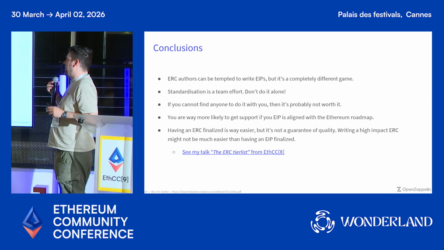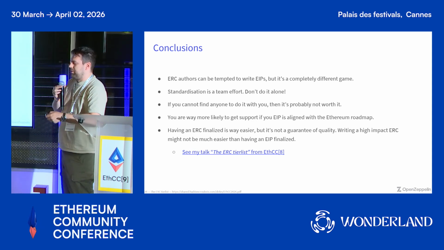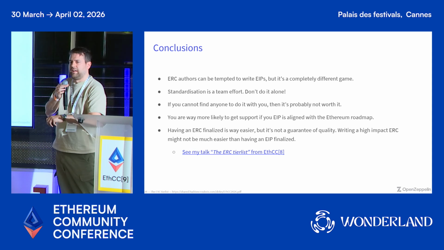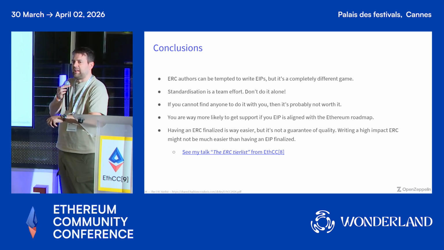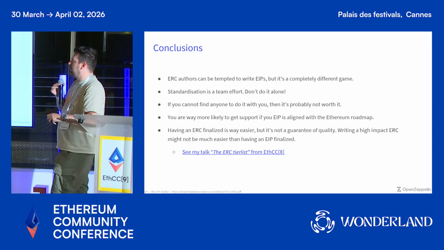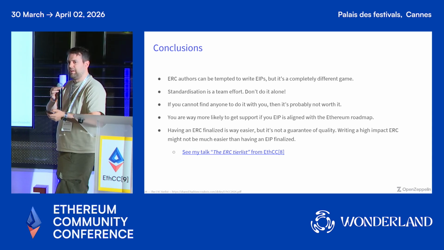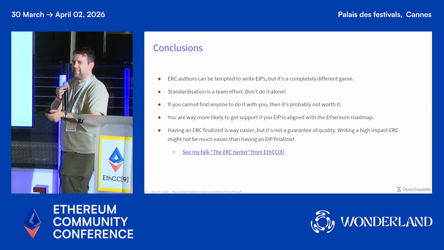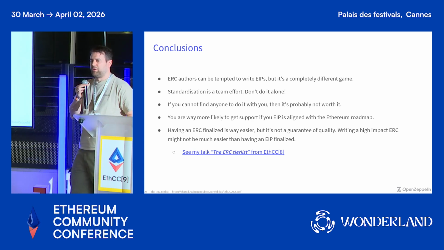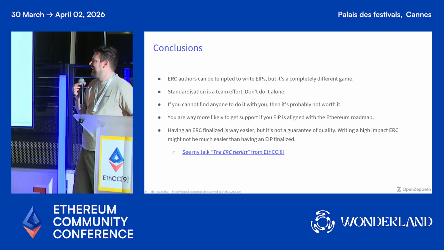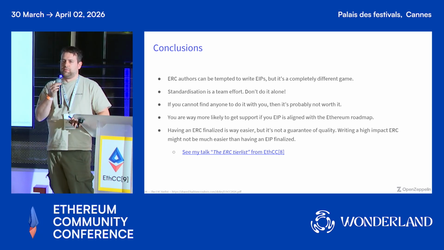And in the end, it may feel that finalizing an ERC is way easier, and it is, but it's not a guarantee of quality. And in the end, there are very, very few out of the 300-something final ERCs that are actually useful and that have impacted the ecosystem. So while you may think that it's easy to go the ERC way, having an ERC that has a high impact on the entire ecosystem might actually be as hard as getting an EIP included. But you won't know if you succeed or not until years after you've written it.